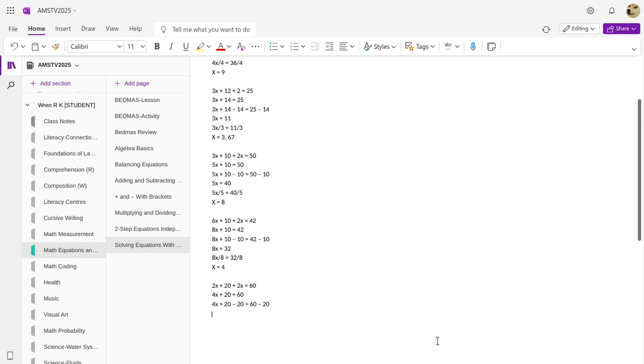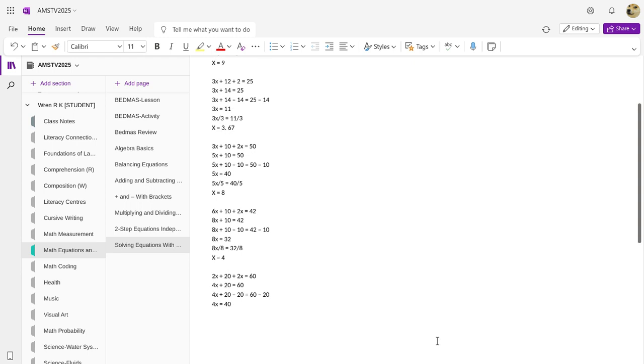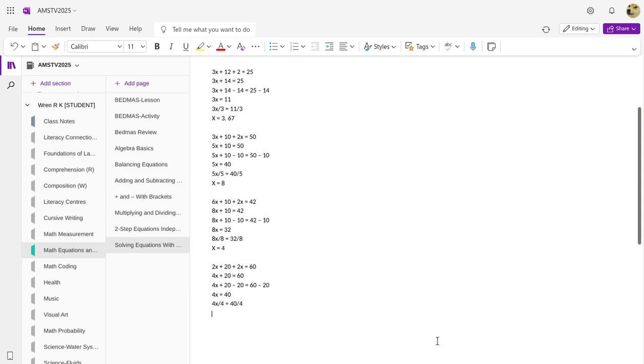Avery, do you need to sit somewhere else? 4x. That's not even your equals spot. 40. It's 40. That's a very risky placement. What do I do now? Then you divide it by 4. Now what? You divide it. Good job. X equals 10.